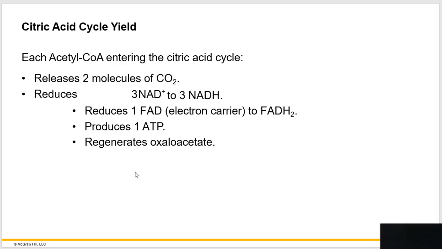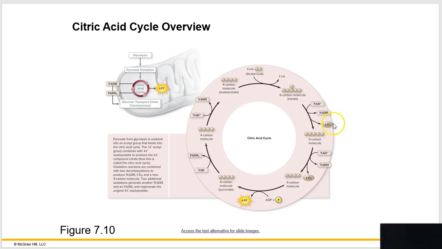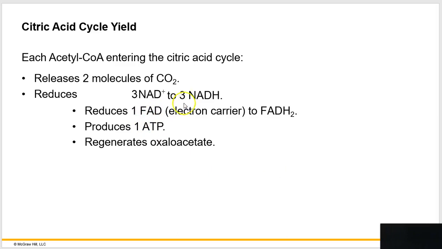Well, the citric acid cycle releases two molecules of carbon dioxide. We saw that here, here. But we also, importantly, produce some electron carriers. And those electron carriers are really where we're going to get the bulk of our energy from. This is the citric acid cycle in a little more detail.